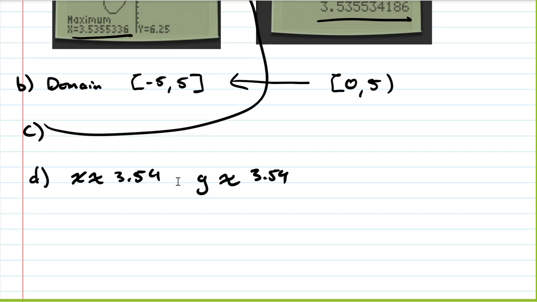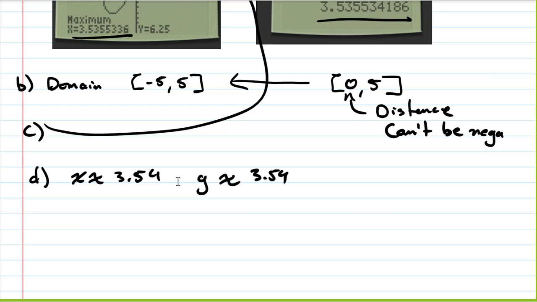So in application problems where we're dealing with things like this, our domain is actually going to be from 0 to 5. So just be a little bit careful with this because distance can't be negative. The math doesn't care, but you can't be negative 5 feet tall no matter how much you want to be. So distances always have to be non-negative, so that's going to start at 0.